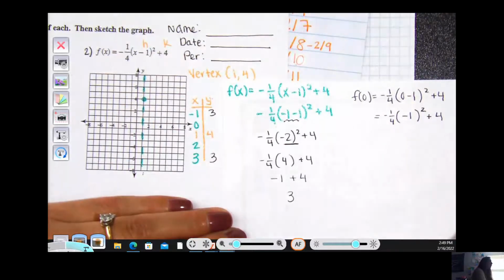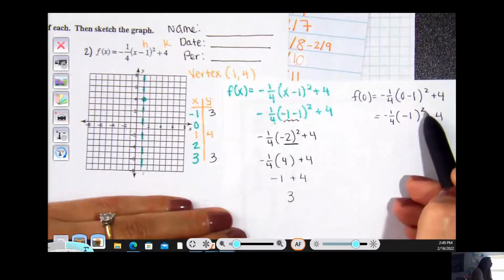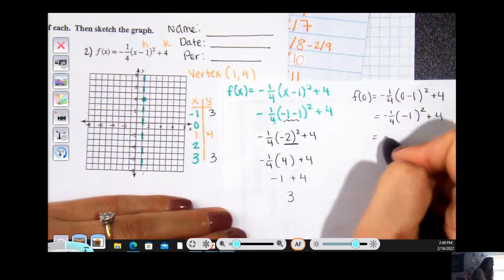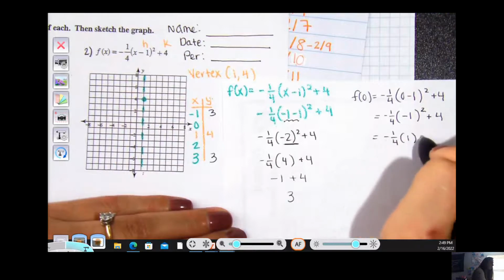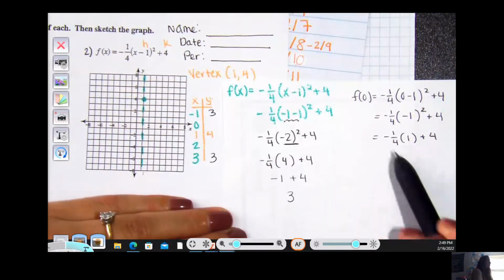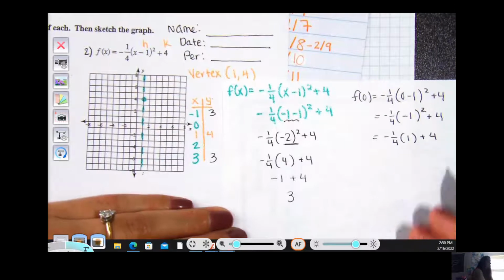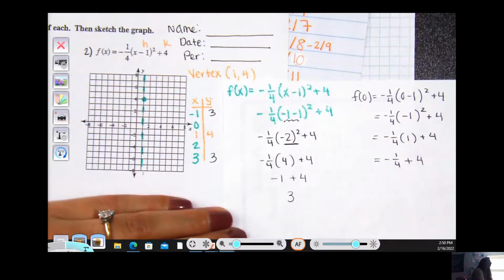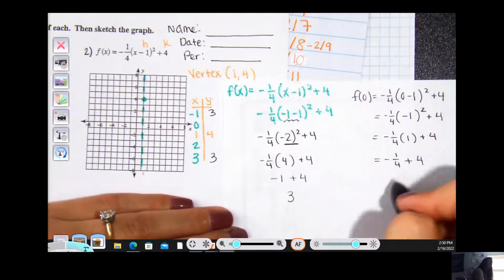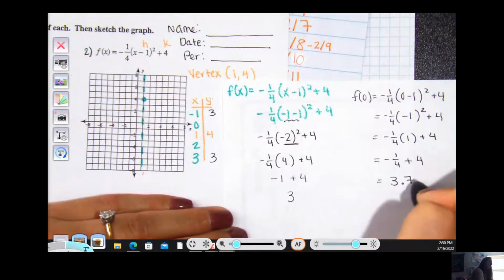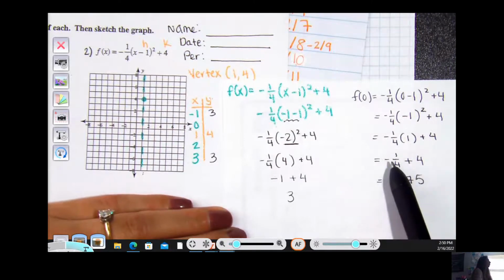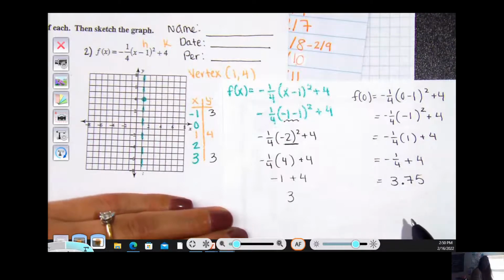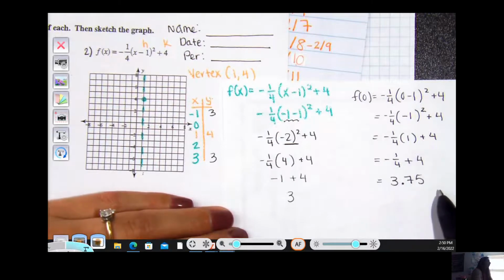Then I always do my exponents first. What is negative 1 to the power of 2? 1. Now I do my multiplication. What's 1/4 times 1? Negative 1/4. Good. Plus 4. What is that going to give me? 3.75. The reason why is because the 1/4 was negative. So this is really 4 minus 1/4. 1/4 is like a quarter. 1 out of 4 quarters. So it's 25 cents. So 4 take away 25 cents is $3.75.